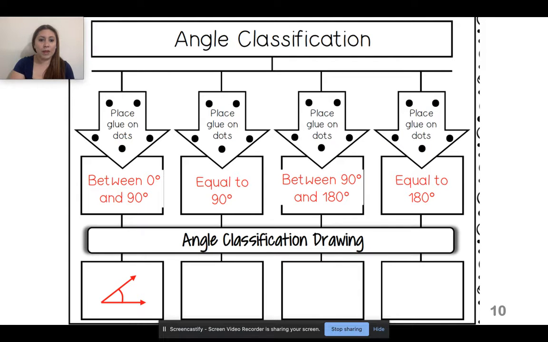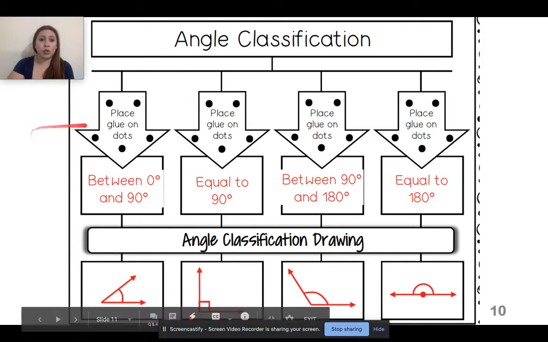So between 0 and 90 degrees, that's an acute angle. Most of you guys should already know these. If it's 0 to 90, then it's going to be an acute angle. If it equals 90, then we have a right angle. If it's greater than 90 but less than 180, then we're going to have an obtuse. And if it equals exactly 180 degrees, then we have a straight line.